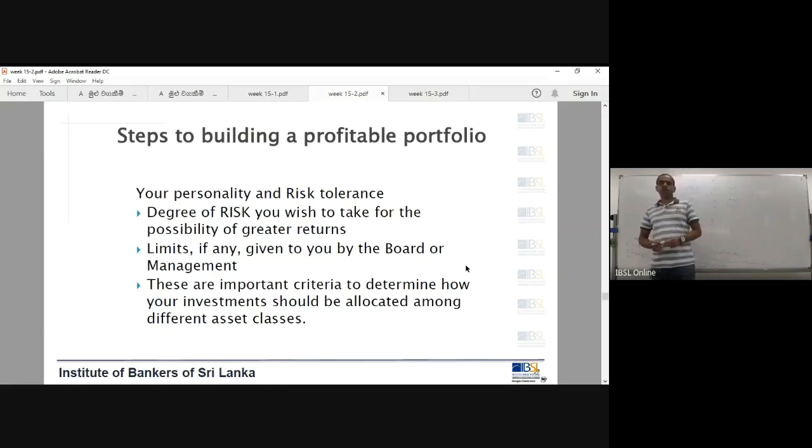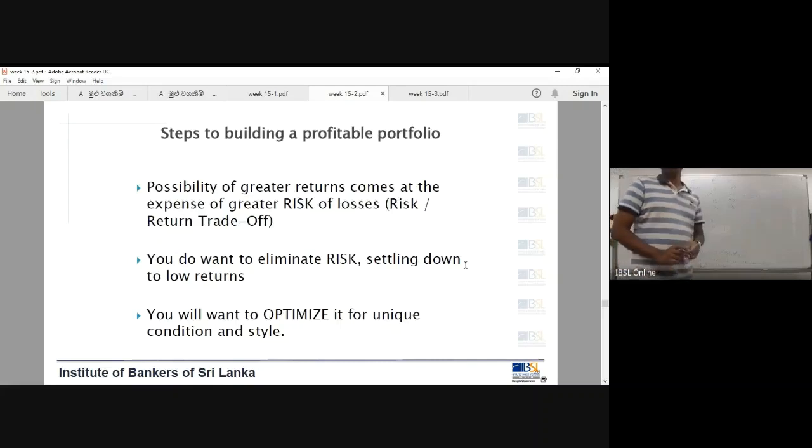Then again, going back to the steps to building a profitable portfolio, personality and risk tolerance, right? The high degree of risk, which we discussed earlier, you wish to take for the possibility of greater returns. How much risk are you willing to take? The risk tolerance. The limit, if any, given to you by the board or the management. What is the risk given by the board? These are important criteria to determine how your investment should be allocated among different asset classes. The possibility of greater return comes at the expense of greater risk. So higher the return, higher the risk.